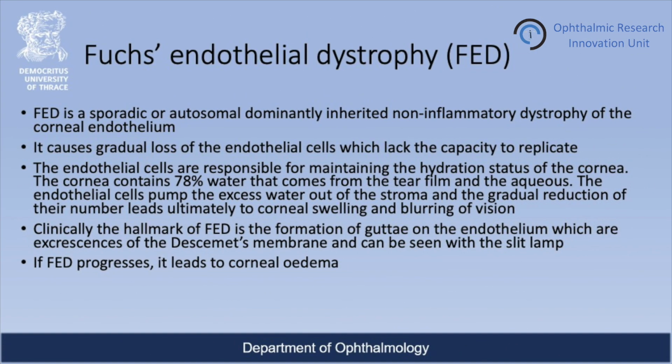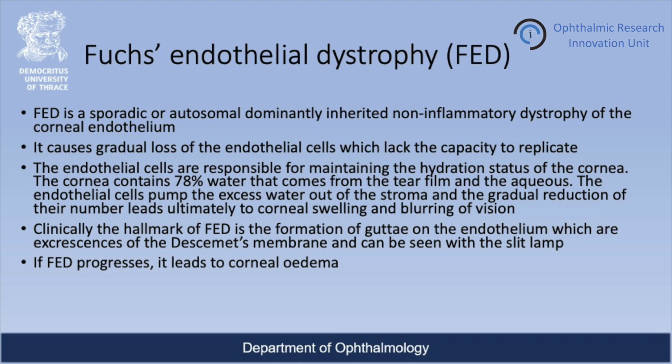One of the most common corneal diseases is Fuchs' endothelial dystrophy, which is a sporadic or autosomal dominantly inherited non-inflammatory dystrophy of the corneal endothelium. It causes gradual loss of the endothelial cells which lack the capacity to replicate. The endothelial cells are responsible for maintaining the hydration status of the cornea. It is known that the cornea contains 78% water that comes from the tear film and the aqueous. Indeed, the endothelial cells pump the excess water out of the stroma, and the gradual reduction of their number leads ultimately to corneal swelling and blurring of vision.